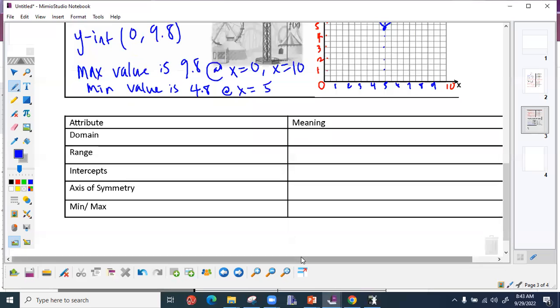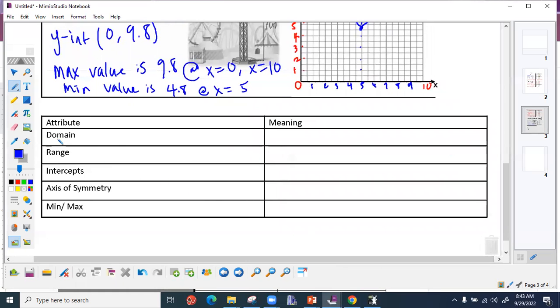After doing this, your job is now to summarize: what do you think domain is? What do you think range is? Intercepts, axis of symmetry, max and min. So in your own words, and then we'll check back. All right, thank you.